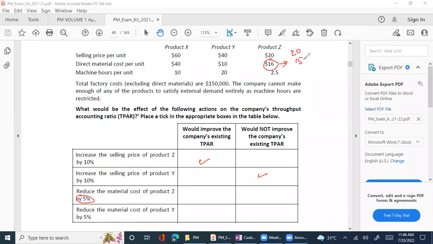15.2. So 15.2 will give us 4.8, and now you will divide it with 2.5. What will be the new throughput per hour? So I guess this is less than 2. So if this is less than 2, our decision will not be different. So we will take it here. Then reduce the material cost of Y by 5%. So if we reduce this by 5%, this will be 9.5. So ultimately we will be having a 30.5. So again, the answer is less than 2. So we will be here. Is it clear? Please update me whether you are okay to understand this.